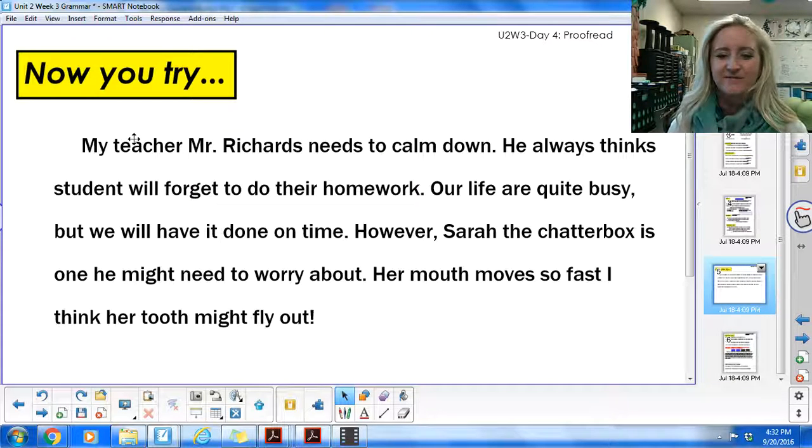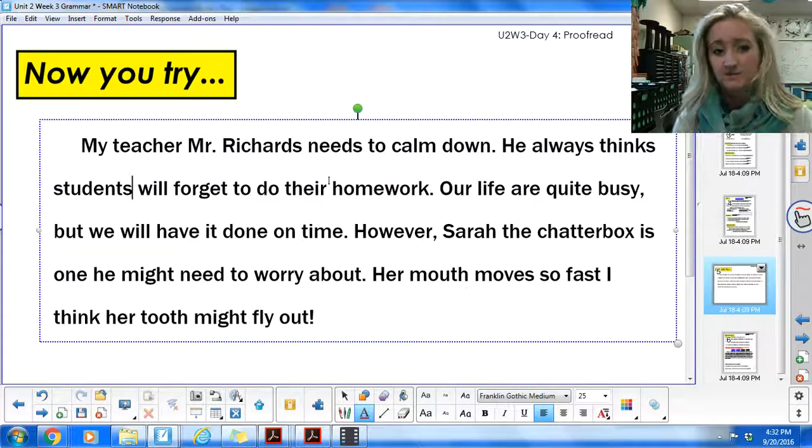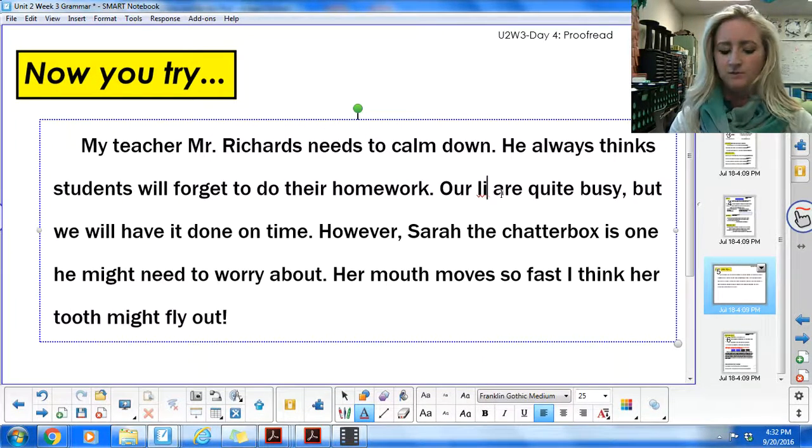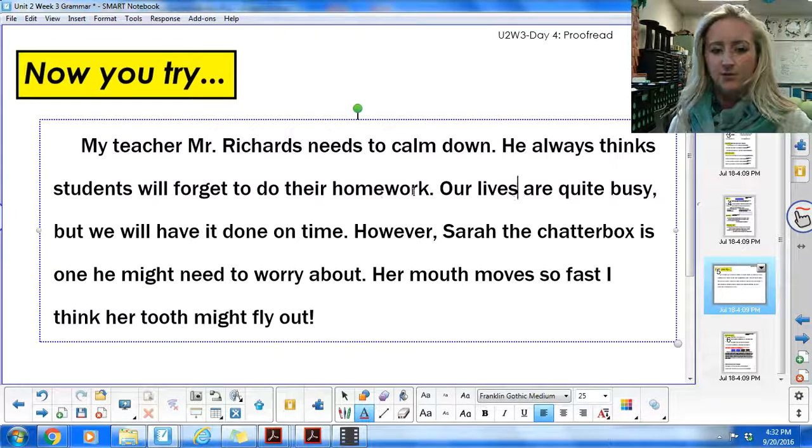So let's make some repairs. Let's fix the plurals first, and then we'll go in and fix those commas that need the appositives. My teacher, Mr. Richards, needs to calm down. He always thinks student will forget to do their homework. I think we need students because it's their homework. And if it's all those students, would there be just one life? Nope. Our lives.